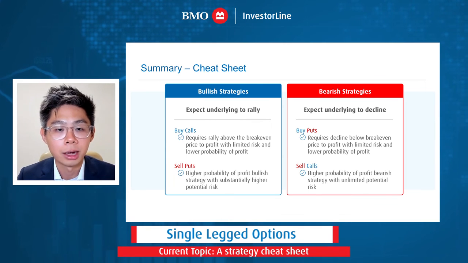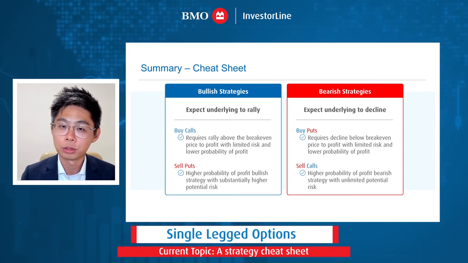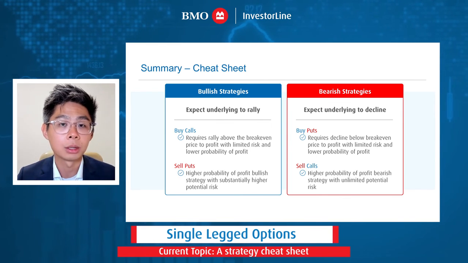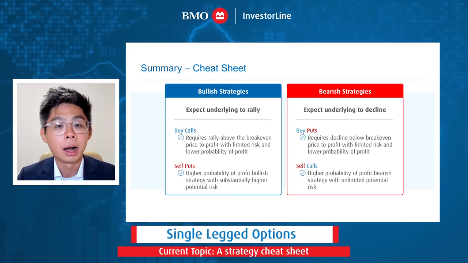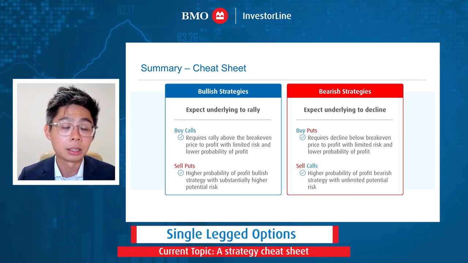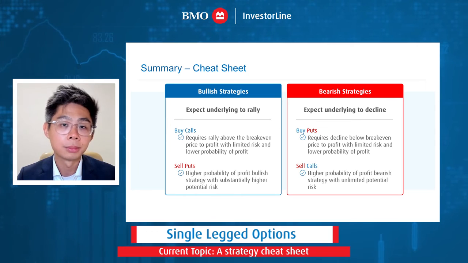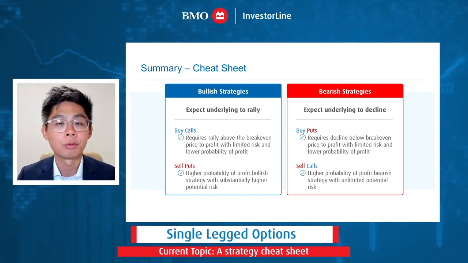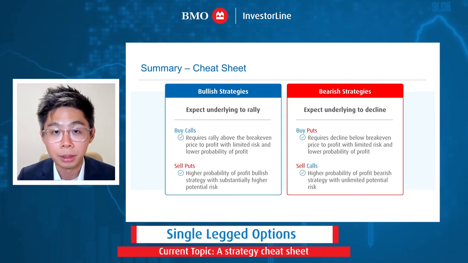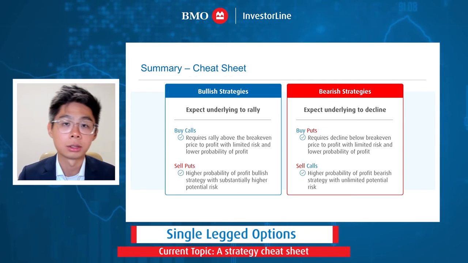So let's look at bullish strategies, when we expect that the stock is going to increase in value in the future. Well, the first strategy we looked at is buying a call option. It's important to remember that you only typically want to look at buying a call option when you believe that the stock is going to make a fairly significant move to the upside, because it requires the stock to rally above the break-even price in order to be profitable. It does have limited risk, but the trade-off with that asymmetrical risk-reward ratio is the fact that you have a lower probability of profit.